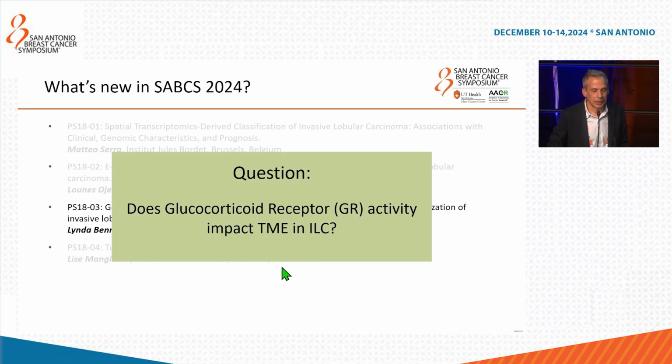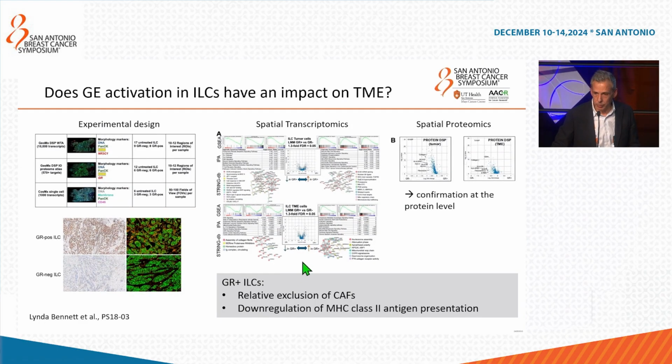does glucocorticoid receptor activity impact the tumor microenvironment in lobular breast cancers? This group of investigators had previously published, in lobular in vitro data, that if you increase the GR, the glucocorticoid receptor, which is a nuclear receptor involved in cell stress, those cells diminish their proliferation. They proliferate less. So they went further to understand this better, and they performed some spatial transcriptomics analysis.